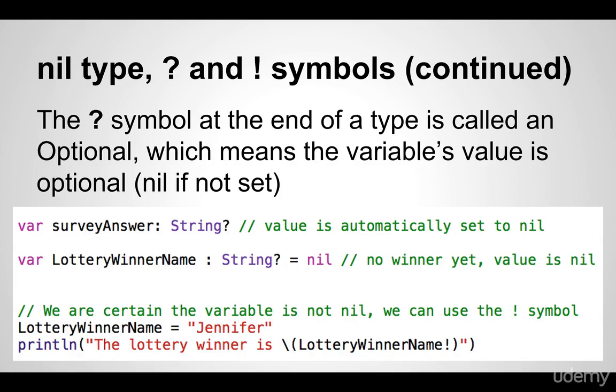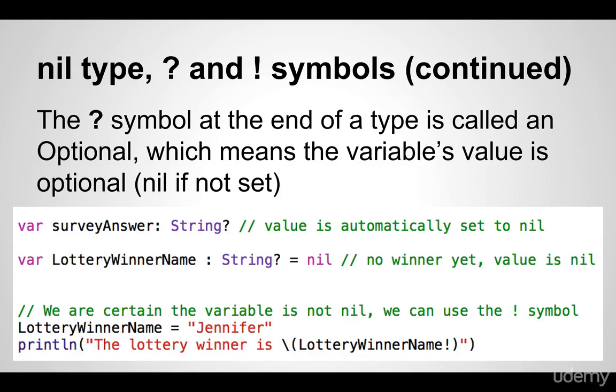And final slide here, the question mark symbol at the end of a type is called optional, which means the variable's value is optional. Nil if not set. So if you do not set the value of, let's say, surveyAnswer, you do not have any value yet. If you put a question mark at the end, it will automatically set it to nil. Okay? So as you can see also, the variable lotteryWinnerName String with a question mark is equal to nil. Here we're forcing it to be nil.